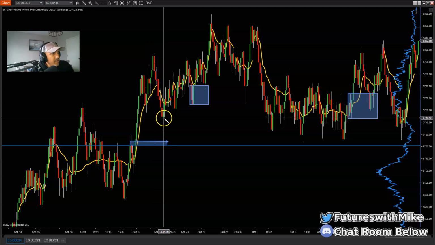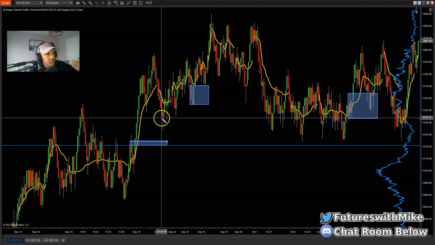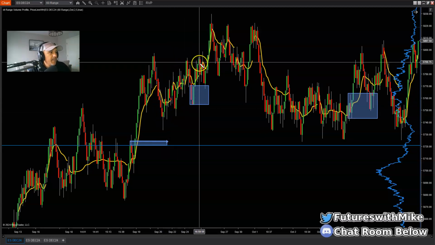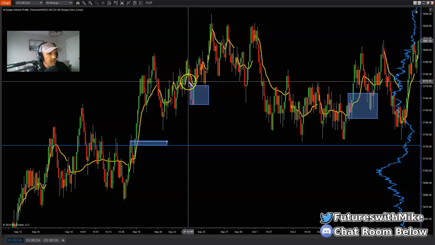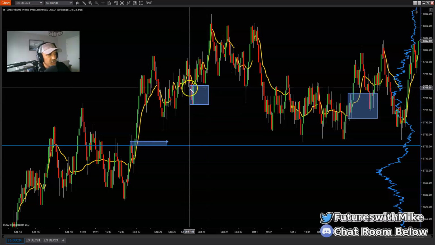But on the pullback right here, what you can see is that yes, the market pulled back, but then we have structure breaks to the upside, where it makes higher highs, higher lows, and it breaks higher right here. There's a gap right here. Actually, let me see. Yeah, there's a small gap. That's why I had this box drawn off right here.